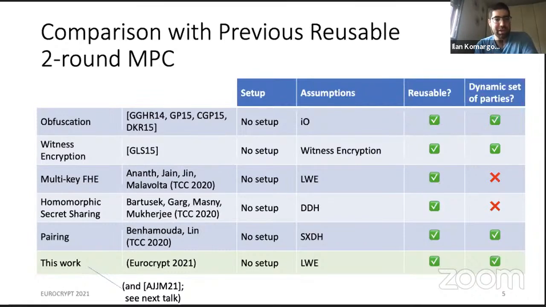This concept of MRNISK was introduced about a year or a year and a half ago by Ben Hamouda and Lin in TCC, where they showed the first construction based on SXDH, so groups with pairings. In this work, and also in the next talk, we construct an MRNISK based on LWE. That's the main result.